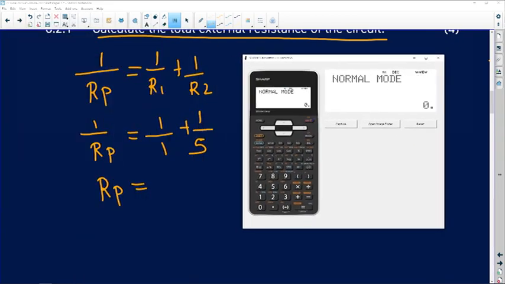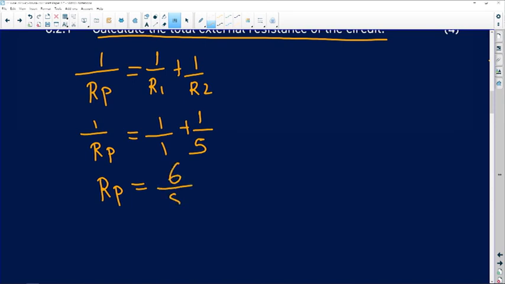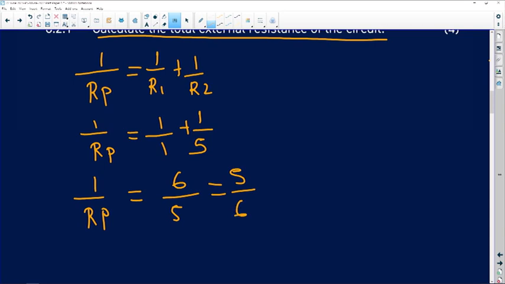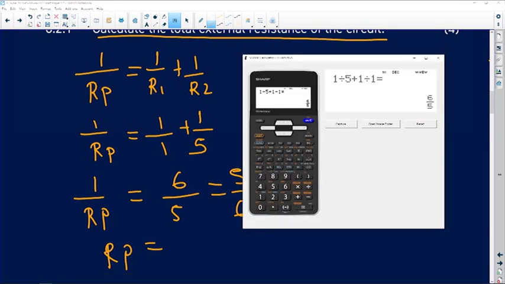What do we have then? We have 1 divided by 5 plus 1 divided by 1. What do we get here? We get 6 over 5. Okay? Reciprocal of that. In fact, here we can even say it is still 1 over Rp, so 6 over 5, which will be 5 over 6. So my Rp there is 5 divided by 6. What do I then get? 0.83.